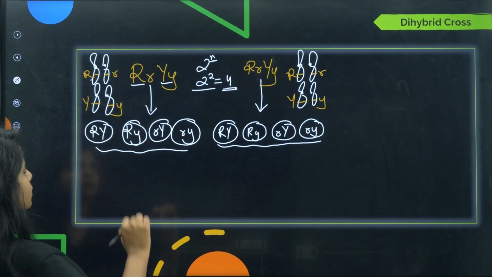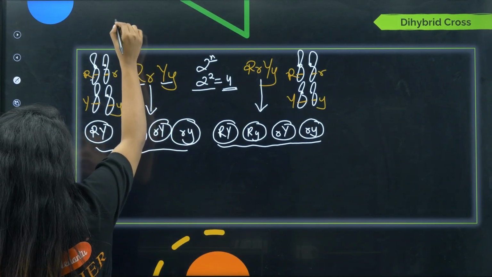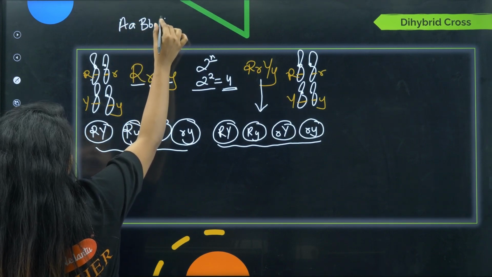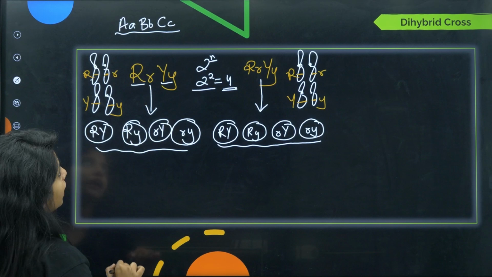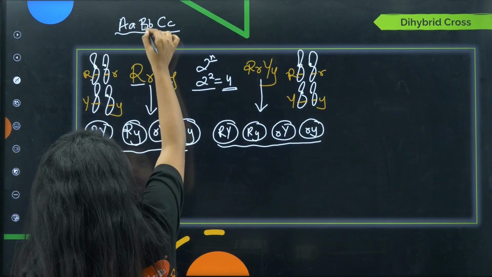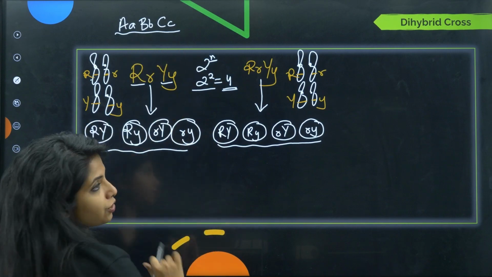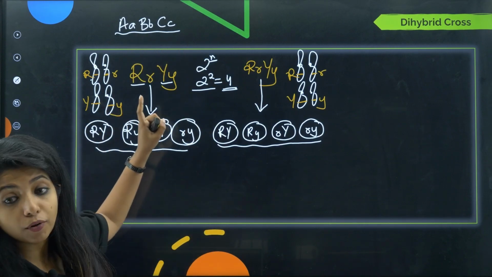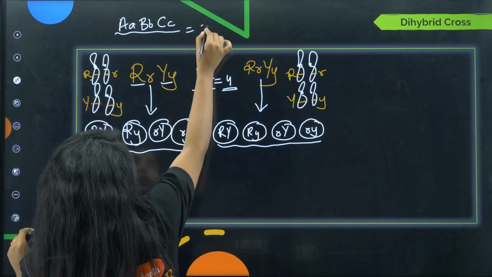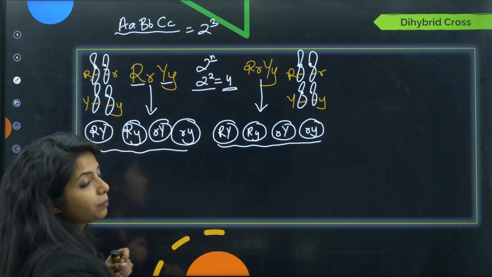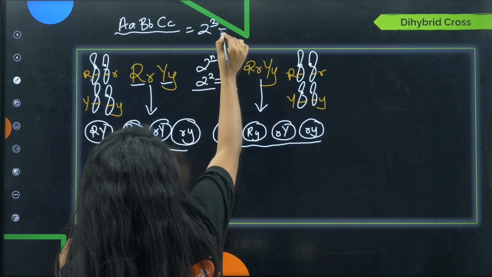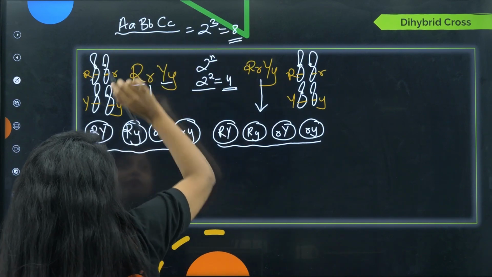Now if I have a scenario like this, it will be really helpful for you: AA, Bb and Cc. And you are asked to tell the number of gametes. What will you do? Check for the number of heterozygotes, the number of hybrids. 1, 2, 3. This is a trihybrid. So 2 to the power 3, 2 into 2 into 2, which is basically 8. You will have 8 gametes, children. But you have to look for the hybrids.